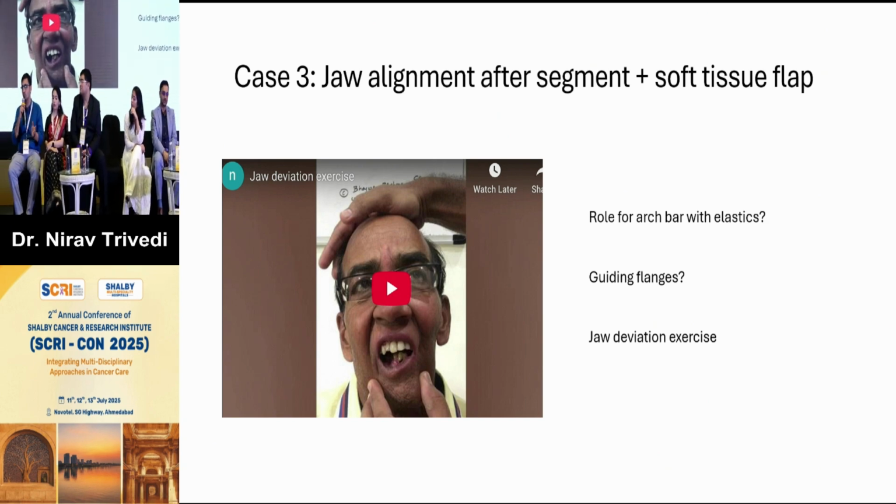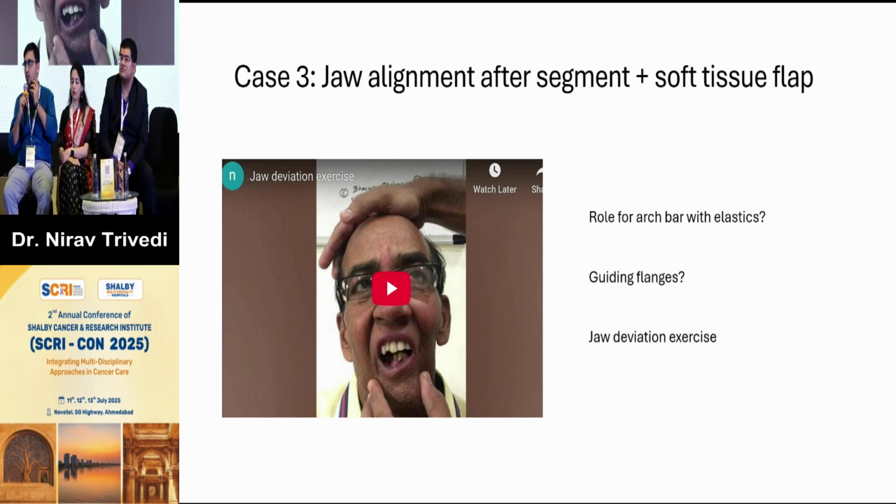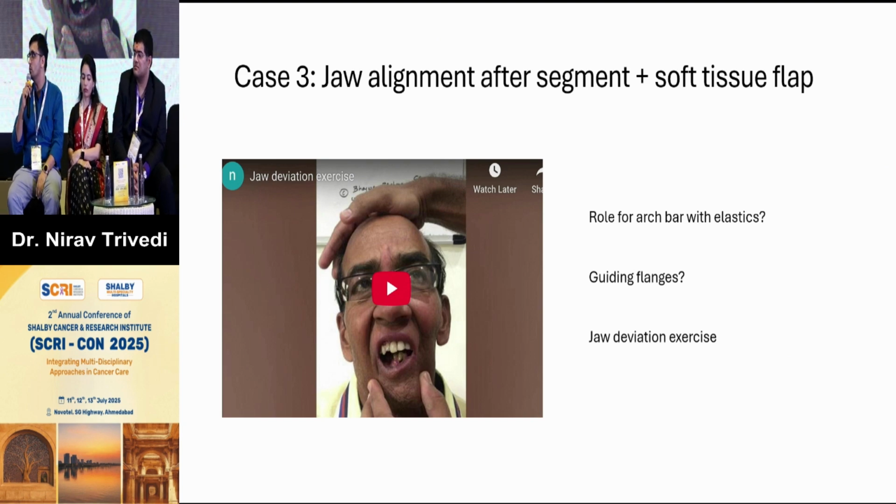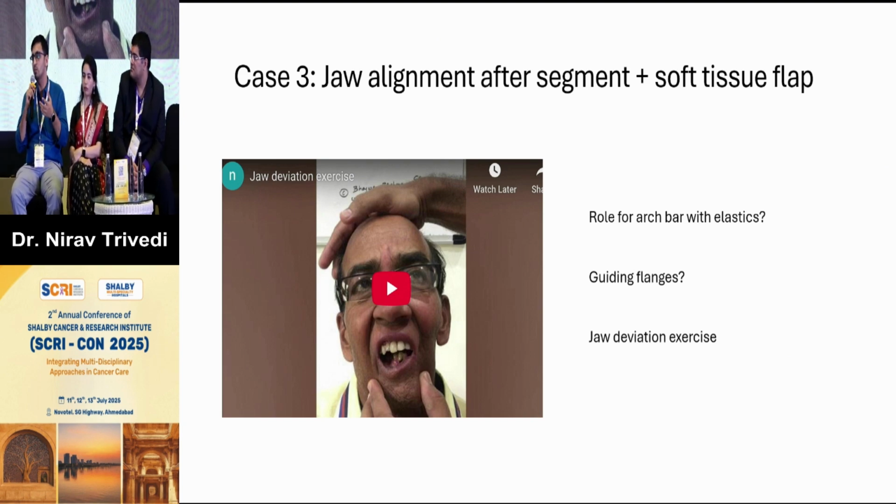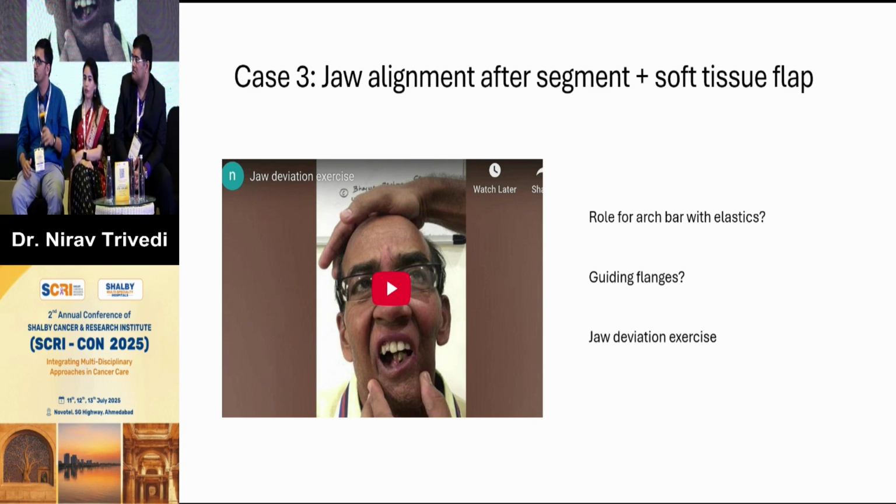Anything, Akshay? I agree with Dr. Dipali, and after the jaw is set, then I will refer the patient for dental rehabilitation, so in future the patient can have a soft diet. Very good. So all the points well taken.